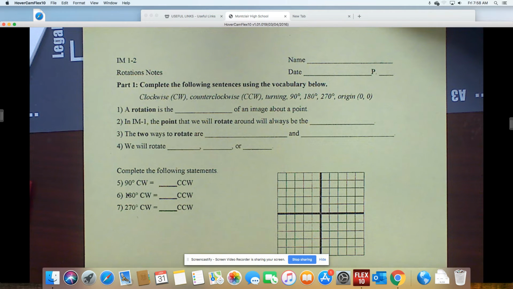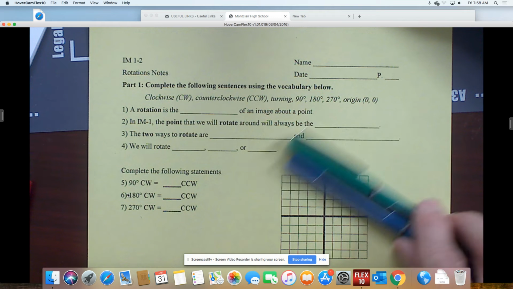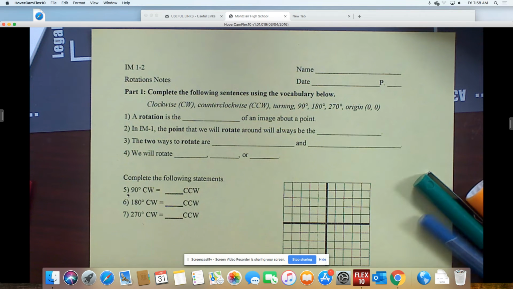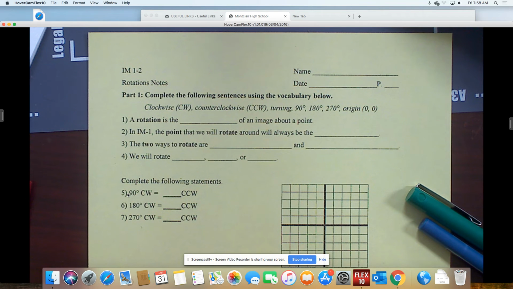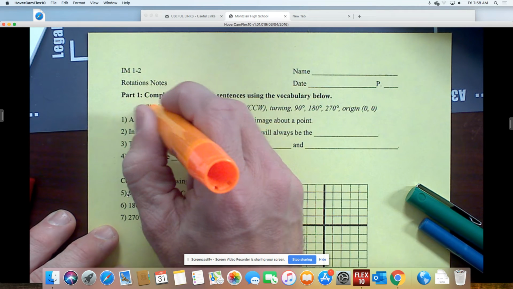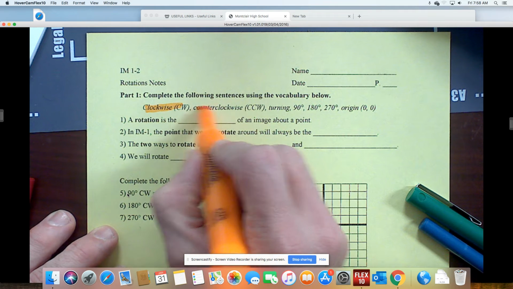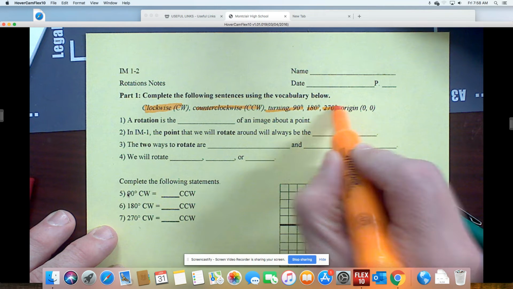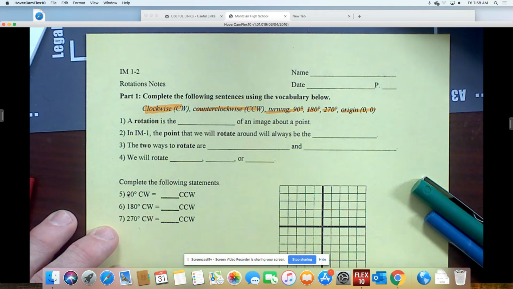So let's get started. You should have a couple of different colored pens. I'm going to use these two different colors, and I'm going to use a highlighter. So if you have those, pull those out. We're going to first start off with vocabulary. This vocabulary is very important. We have the words clockwise, counterclockwise, turning, 90 degrees, 180 degrees, 270 degrees, and origin of 0, 0.